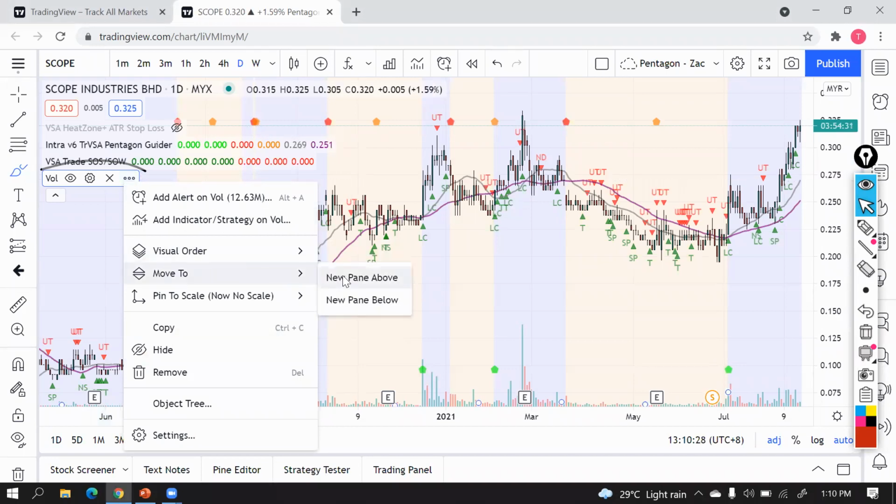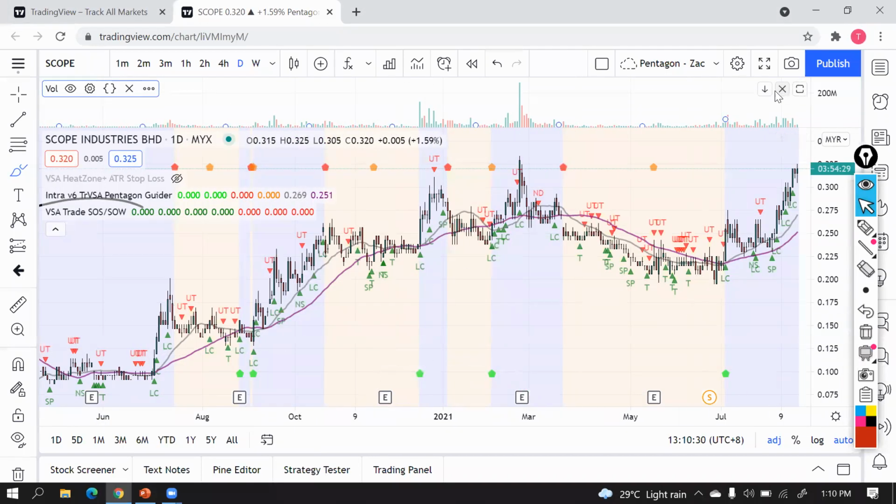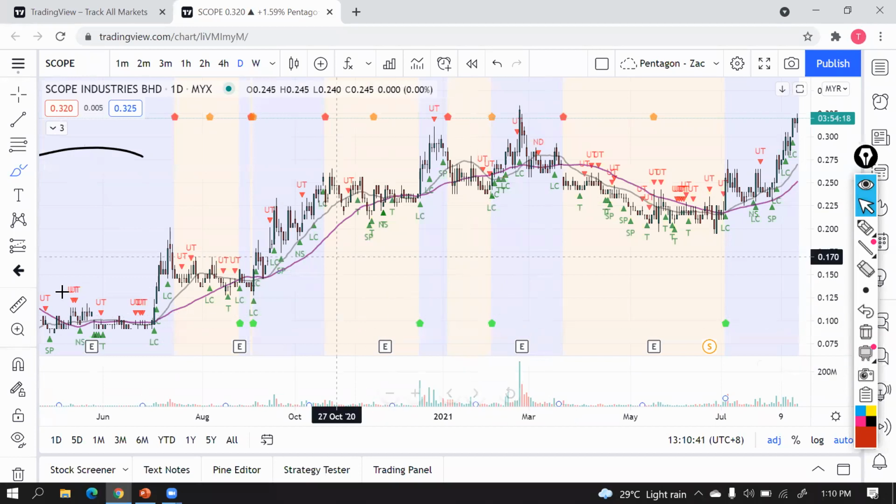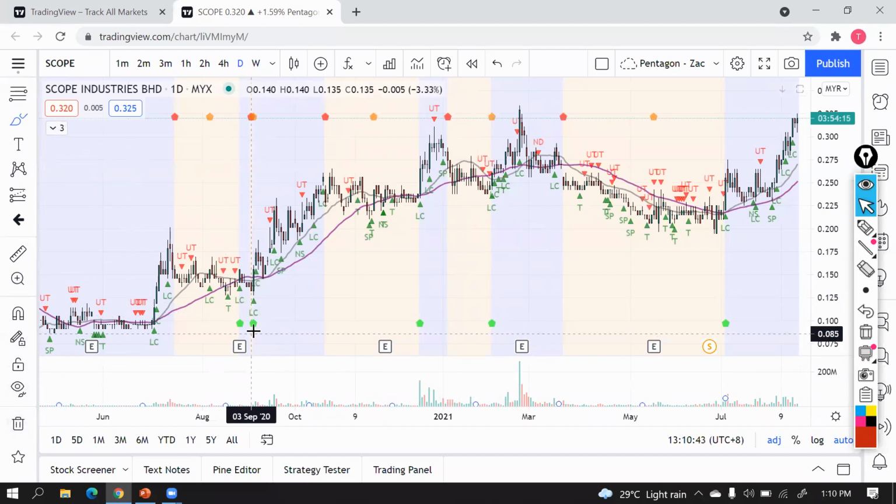Move new pen below. Oh, sorry, it's below. Okay, so this is how actually you split between chart and the volume. Usually I like to split out, because when it's split, my chart tends to become cleaner and nicer.